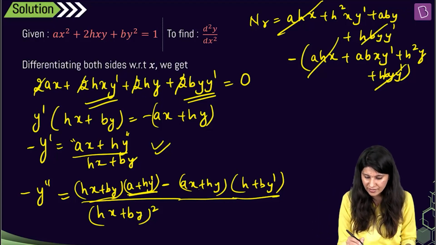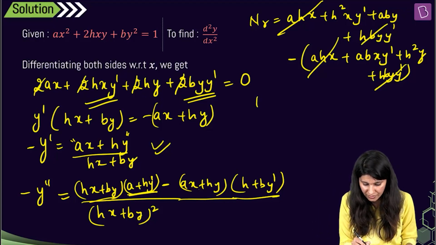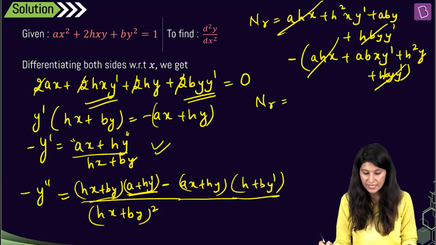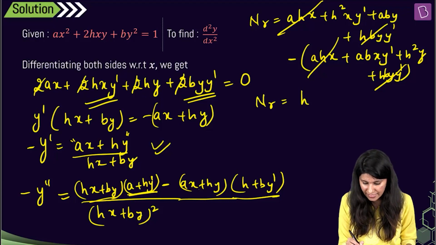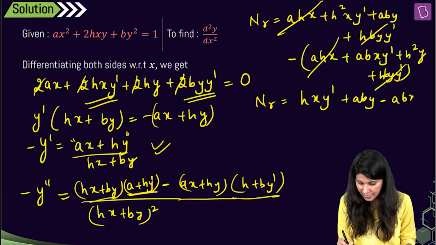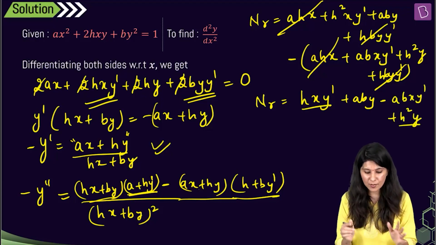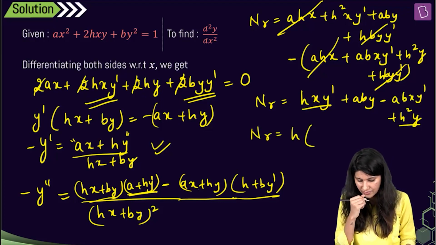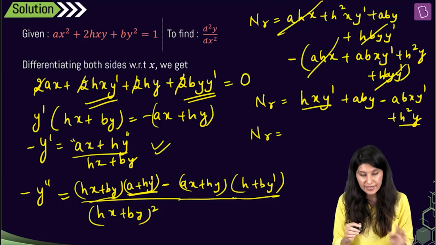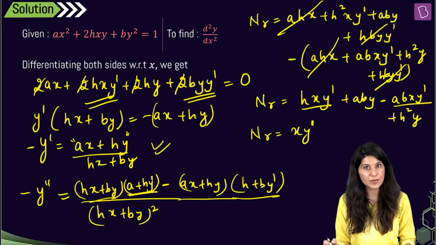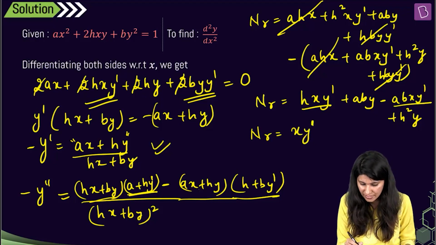So we are actually left with what? Numerator is equal to hxy dash plus aby minus abxy dash plus h square y. If you take things common, what do you get? Numerator would be equal to h. Then let's take y dash common. In fact, xy dash common. If you do that, xy dash common, then what do you get?